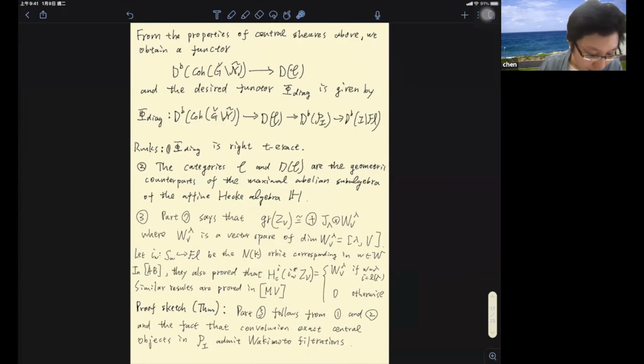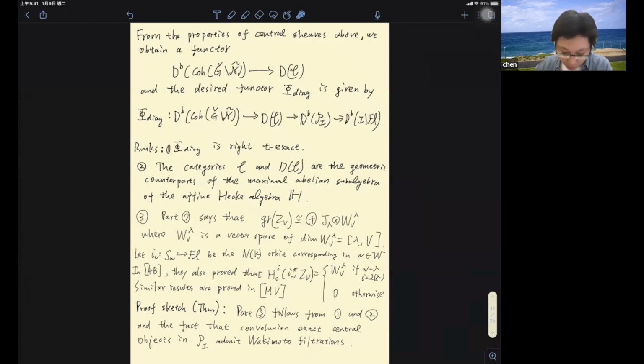There are some remarks about this functor, but maybe I don't have time to explain. Maybe just part two: first, the functor we construct is not t-exact, but you can show it's actually right t-exact. And also this category C we introduce here, or maybe its derived version, is a geometric counterpart of the maximal abelian subalgebra of the affine Hecke algebra. And there are some comments about the last properties of this functor, but probably I have to skip this part.